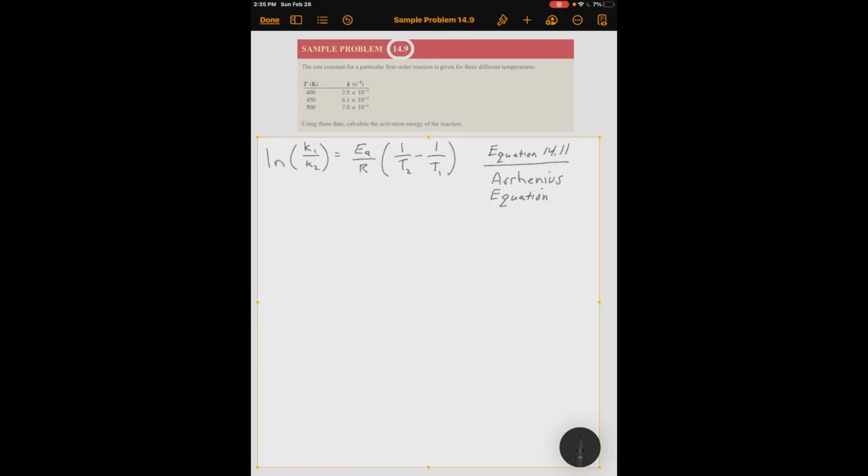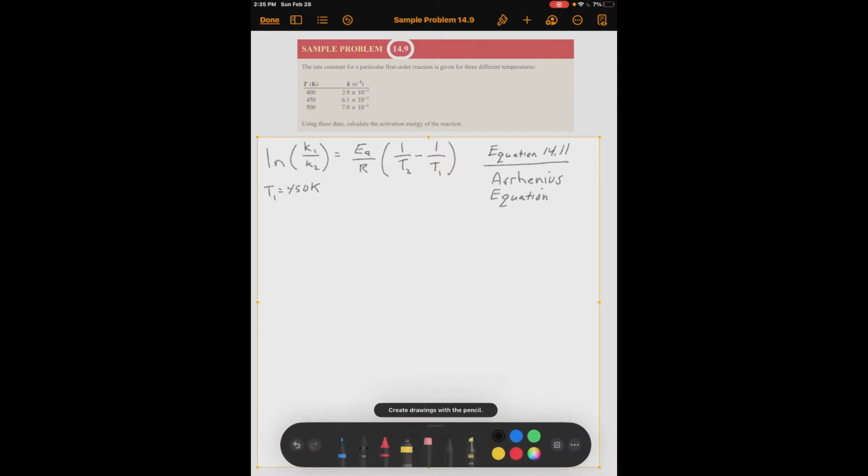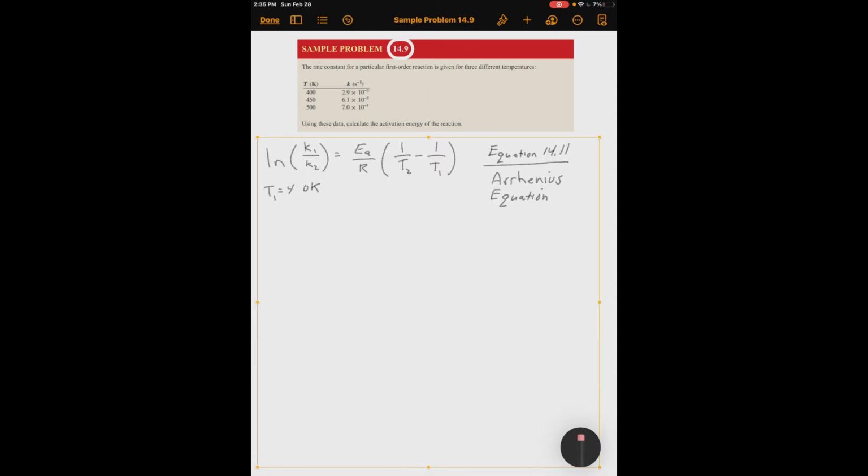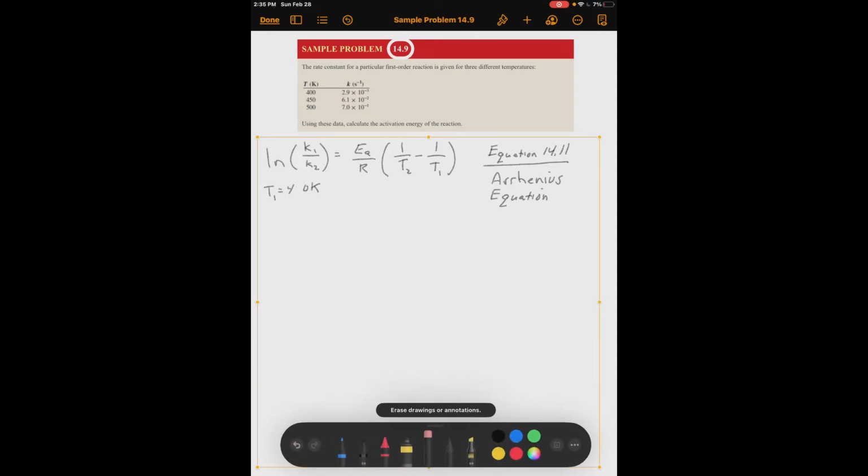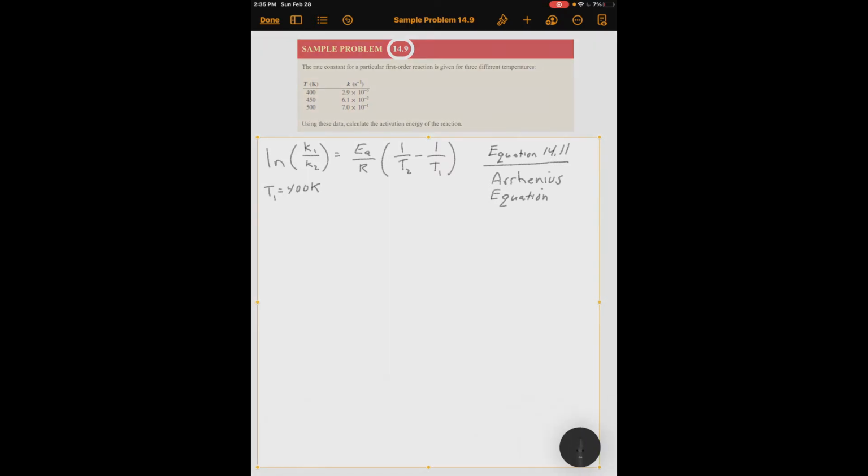Actually, you know what? Yeah, I'll do 400 Kelvin will be T1, 450 will be T2. So let's write that down. T1 is 400 Kelvin. Let me write that down correctly. Again, you could pick any 2 that you want. T2 is 450 Kelvin. And then K1 is the rate constant that's at T1.